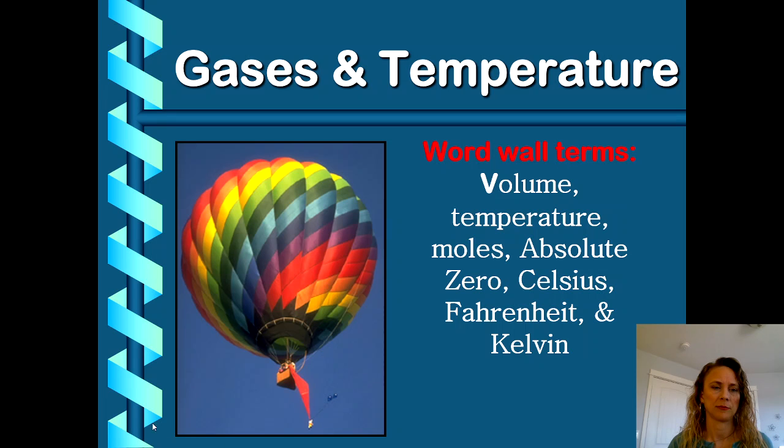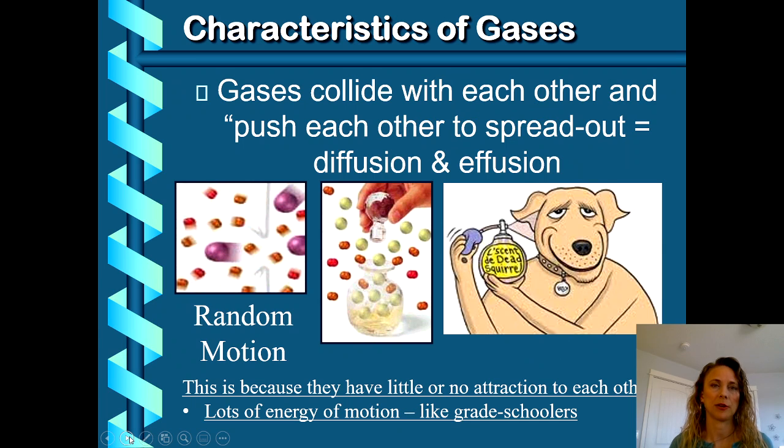Characteristics of gases. Gases collide with each other, and that's why they push each other out. They spread out. When you take this gas out of the container, they diffuse, also called effusion. You might remember, if you take the lid off of a perfume bottle, you don't have to do anything. Eventually, the room's going to get a whole bunch of perfume molecules that will spread because you'll be able to smell them. If you spray something at one end of a classroom, eventually the whole class will be able to smell it, for better or for worse.